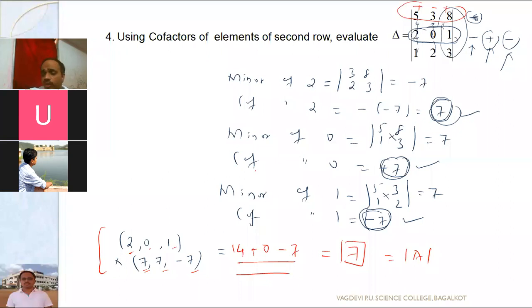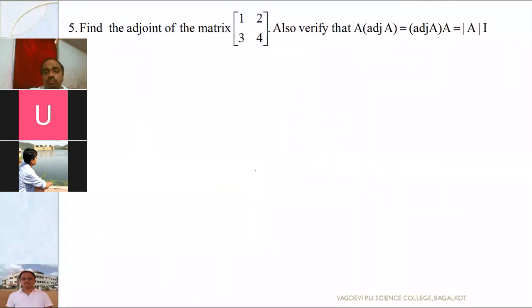Next question. Find the adjoint of the matrix and also verify that A into adjoint A is equal to adjoint A into A is equal to determinant of A into I. This is the most important question.